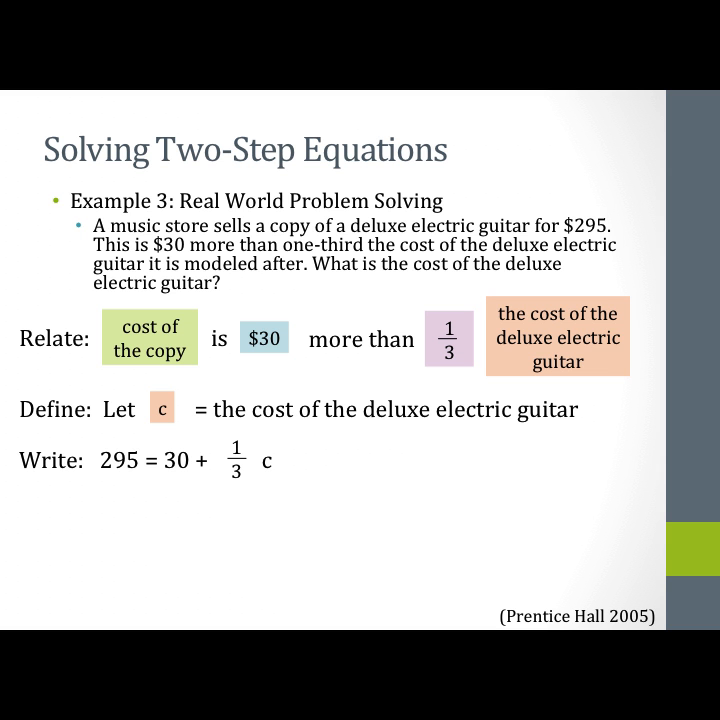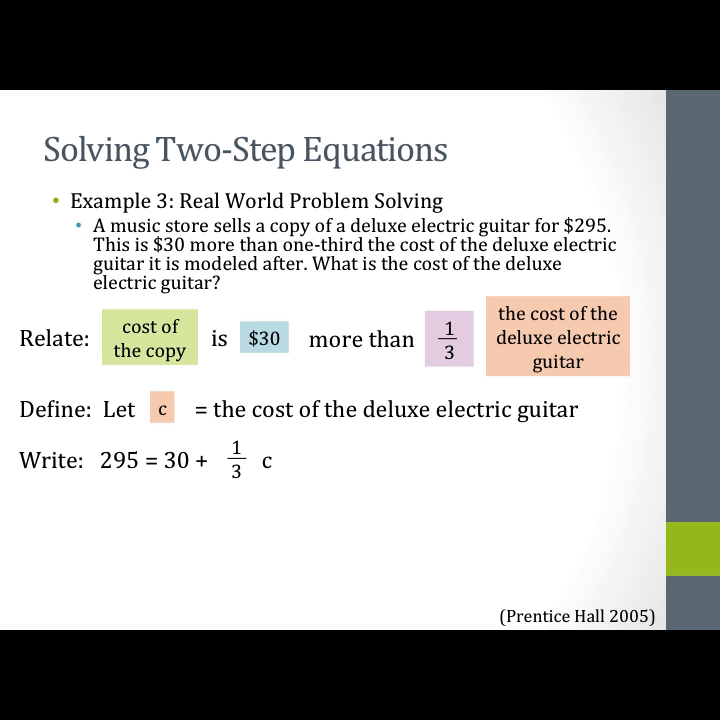Well, first we're going to relate what it gives us. We know that the cost of the copy is $30 more than 1/3 the cost of the deluxe electric guitar. That's what we got from the second sentence. So now we define our variables. In this case, we're going to let C be the cost of the deluxe electric guitar. So we've defined our variable. That's what we're going to try to find.